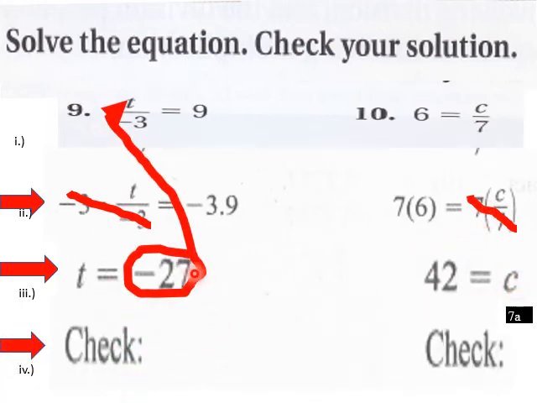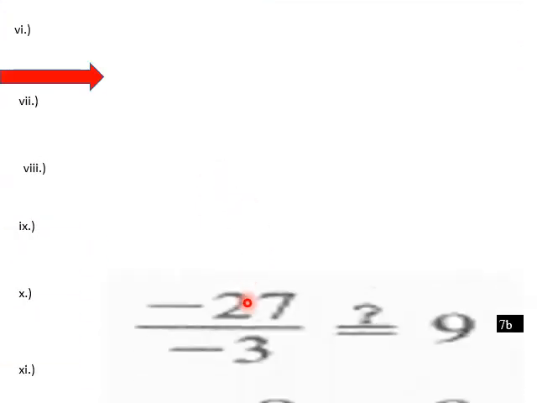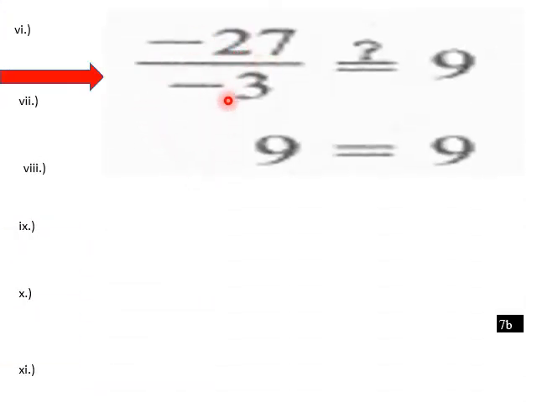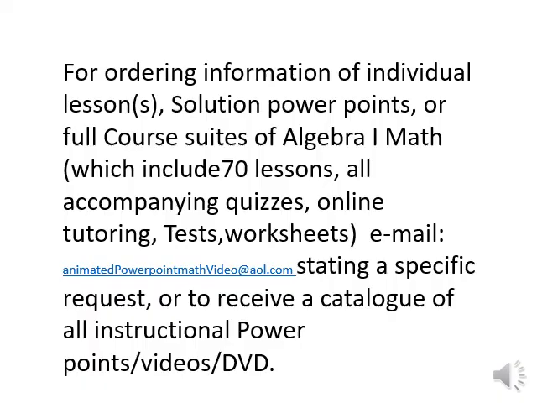Now we need to check. So for our check, we're going to plug in negative 27 up here. And then over here, we're going to plug in our 42 for c. And then once we do that, we have negative 27 over negative 3 equals 9. Does that equal 9? It does equal 9, so it checks. And then the other one is 6. Does 6 equal 42 over 7? It does. 6 equals 6, so it checks out. And that is your lesson for today.